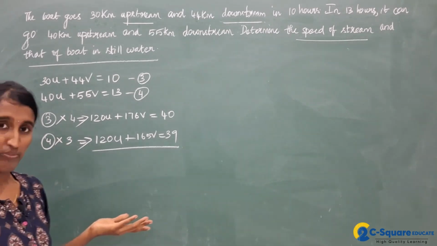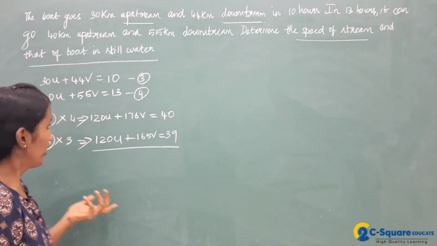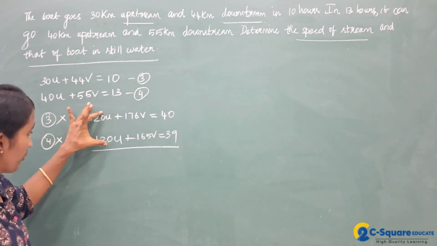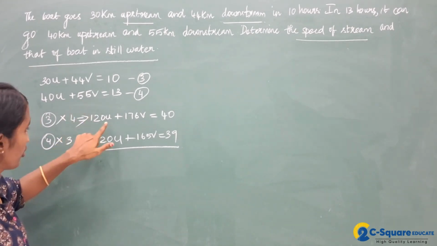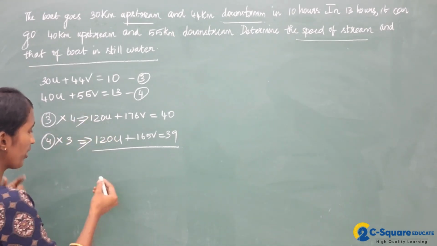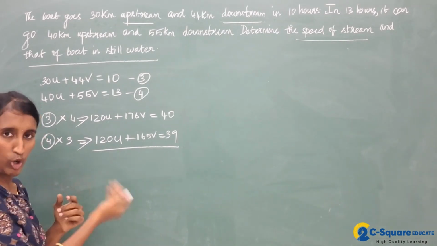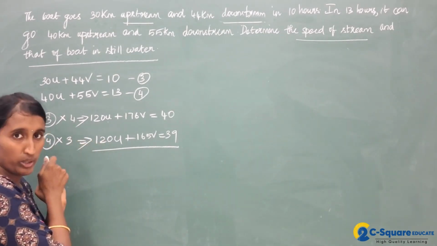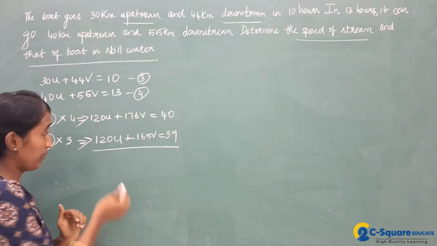Now, what is the next step? We need to eliminate a variable, the one whose coefficient we made the same. So we need to eliminate this u. How can you eliminate it? If you add them, it will not be eliminated. You will get 240u, right? So I am going to subtract them.